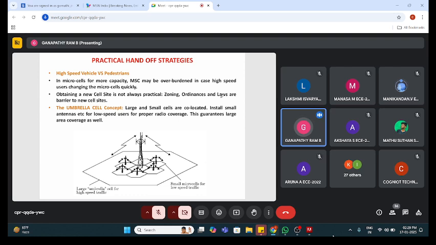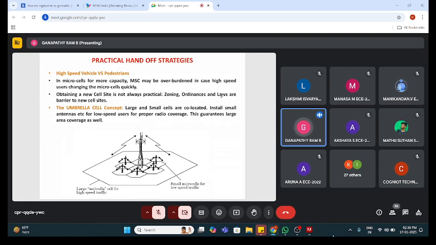And moreover, this also depends on the dimension of the cell too. If the cell is very small, then handoff occurs frequently. If the cell is a large area, then handoffs will rarely occur. So in order to have a trade-off on all these aspects, a new cell site is obtained practically with the help of several concepts, such as zoning, ordinances, and laws, which are all barriers to new cell sites.